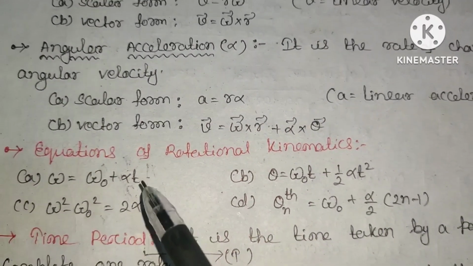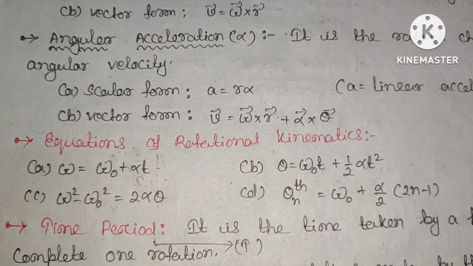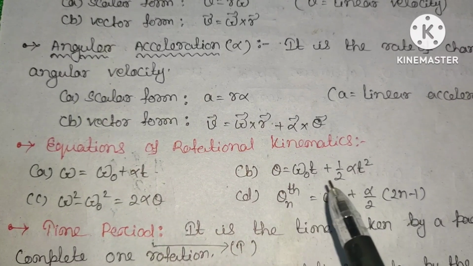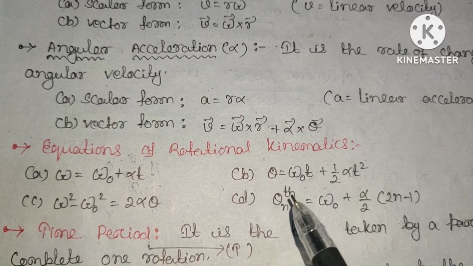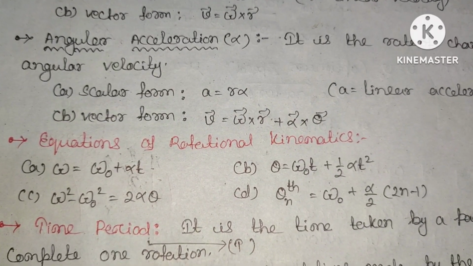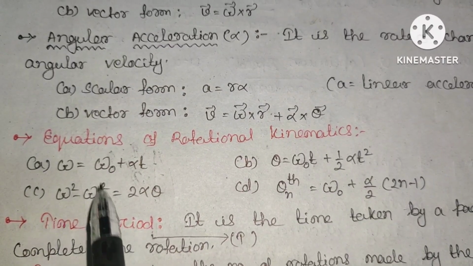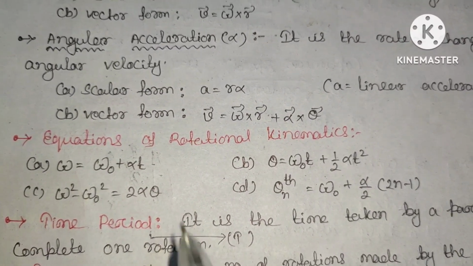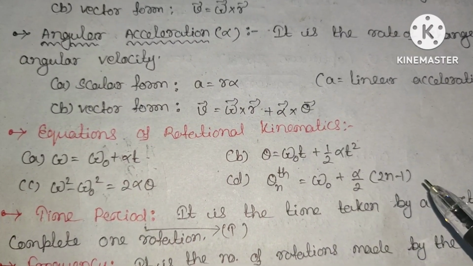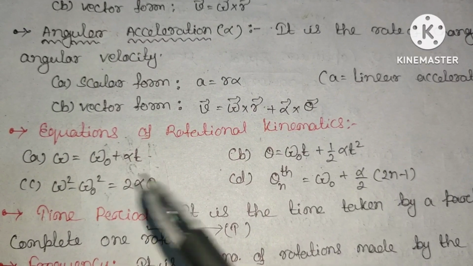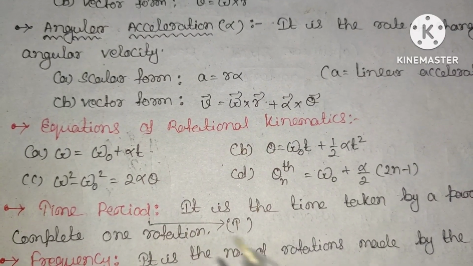And this alpha represents the uniform angular acceleration. In the next, theta equal to omega naught t plus 1 by 2 alpha t square. This theta represents the angular displacement after time t. Similarly, omega square minus omega naught square equal to 2 alpha theta, and theta nth equal to omega naught plus alpha by 2 into 2n minus 1. So these are the equations of rotational kinematics. You can compare this with the linear velocity.